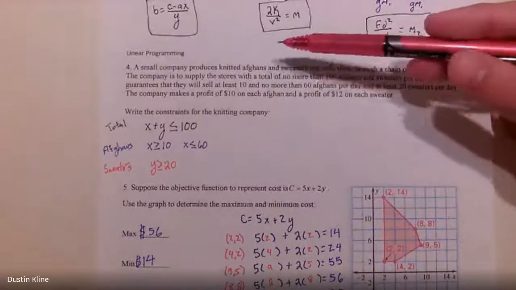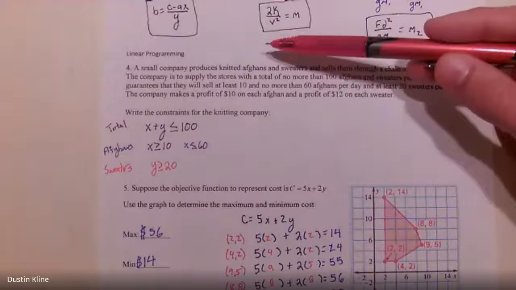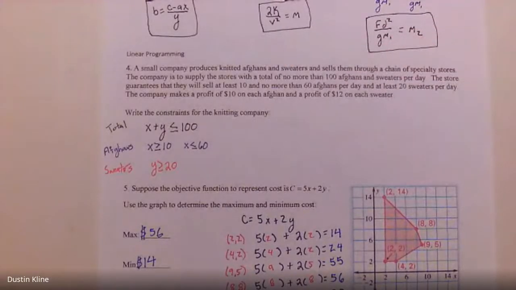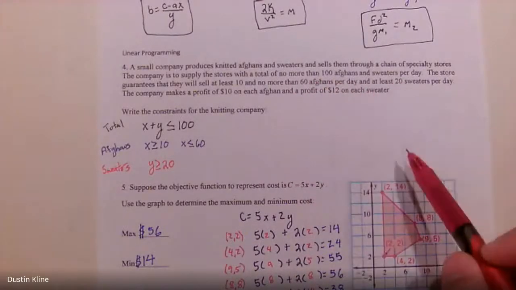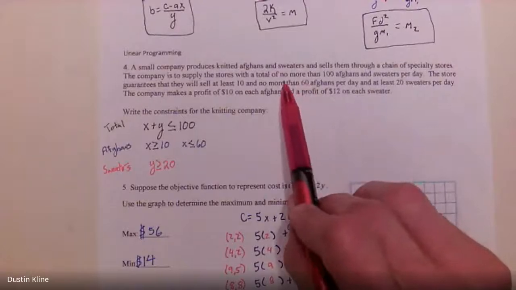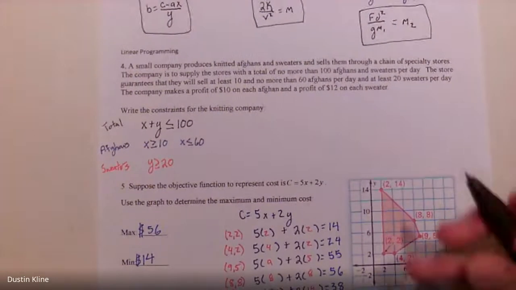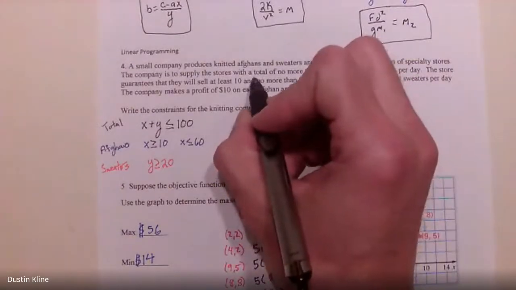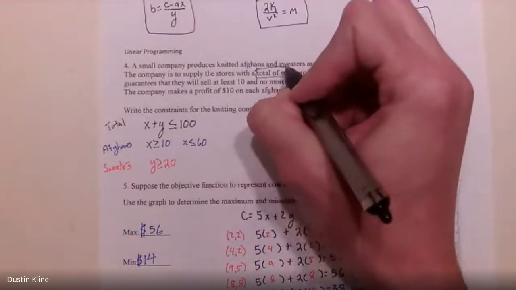So here we go. We have a small company producing knitted afghans and sweaters. An afghan's like a scarf or a blanket, and selling them through a chain of stores. The company is to supply the stores with a total of no more than 100 afghans and sweaters per day. So that's no more than a total of 100 afghans and sweaters together. Okay? That's a restriction, no more than. So in that case, we know we're dealing with one of our constraints. When you see no more than, or at least, or a total of, you know that you're looking at one of your constraints. So identify that.